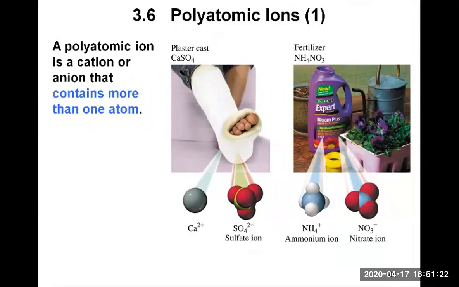This video will go over section 3.6 on polyatomic ions. If you look at the name polyatomic ions, these are ions made of several atoms. Poly means several, atomic refers to atom. So it's ions made of several atoms.